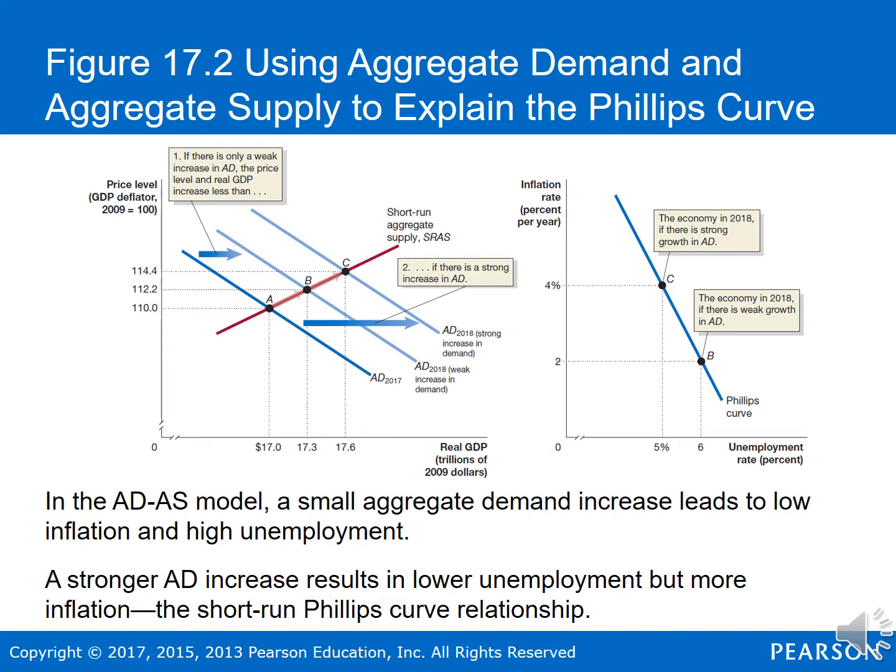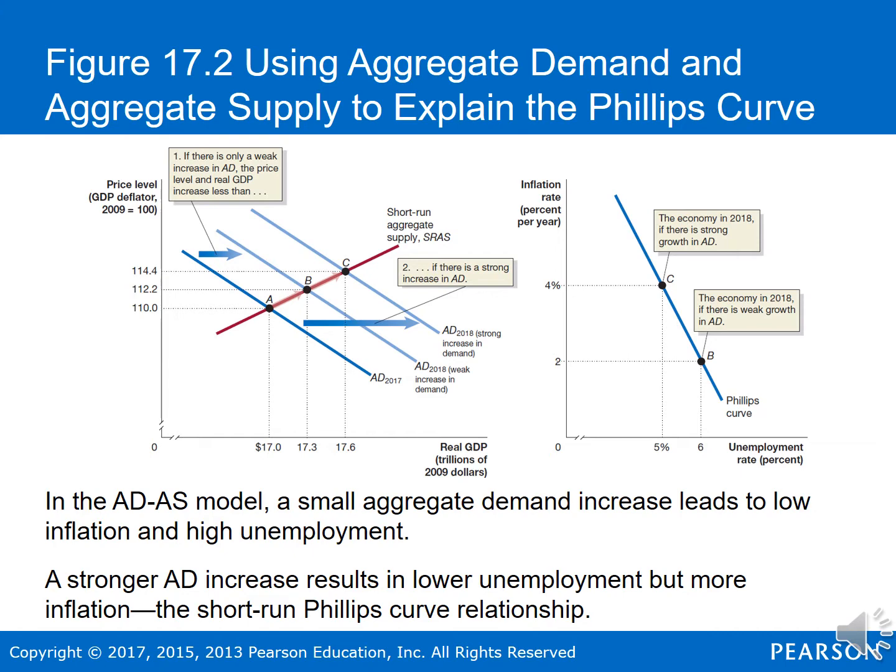The inverse relationship that Phillips found between the unemployment rate and the inflation rate is consistent with the aggregate demand and aggregate supply analysis that we developed in Chapter 13, if you remember that far back in class. So here we have two panels, one with the aggregate supply and aggregate demand, the other with the Phillips curve.